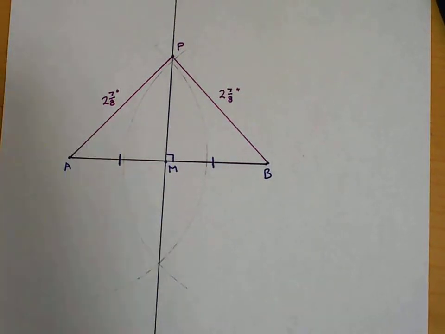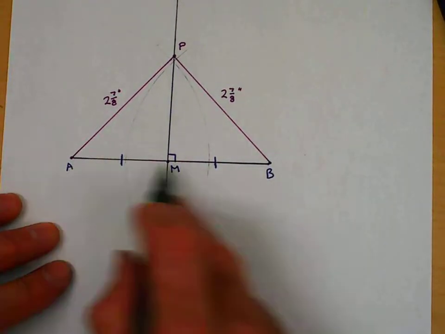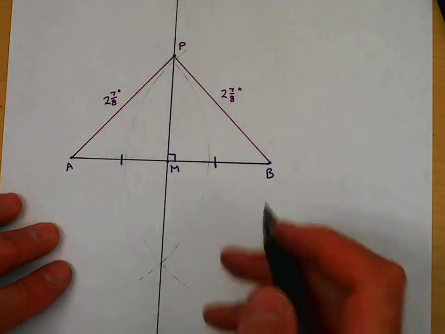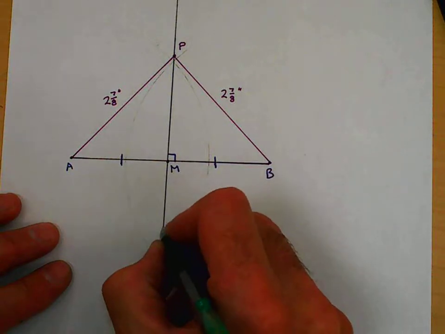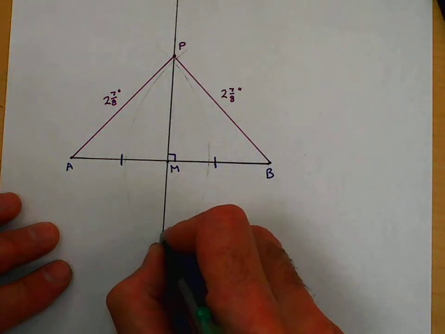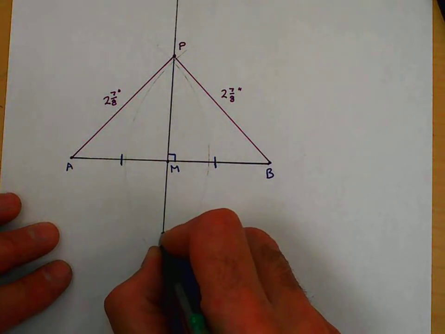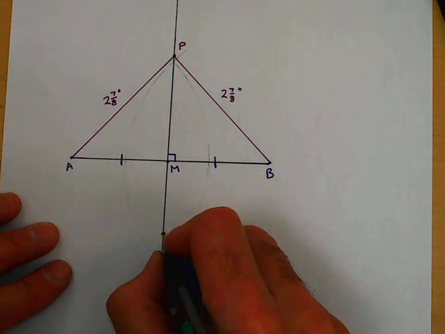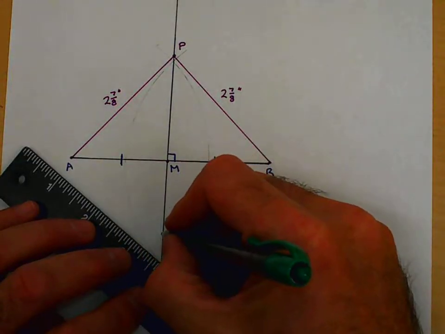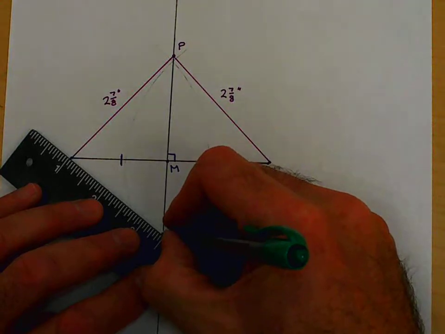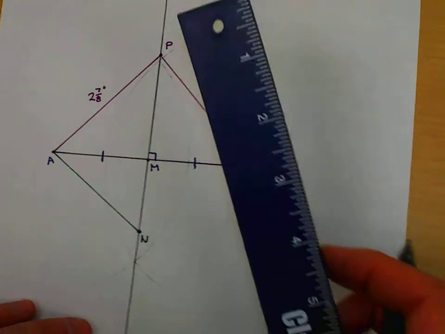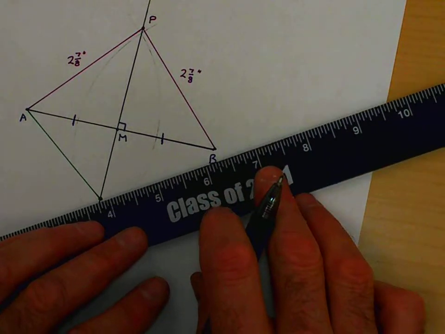Now this was a 4-inch segment that I made. This is 2 7/8, this is 2 7/8. Let's go ahead, instead of just going just outside those intersection points, let's go just inside. And I'll name it like I did on my notes, N. And I'll connect those to the endpoints, N to the endpoint A, and N to the endpoint B.